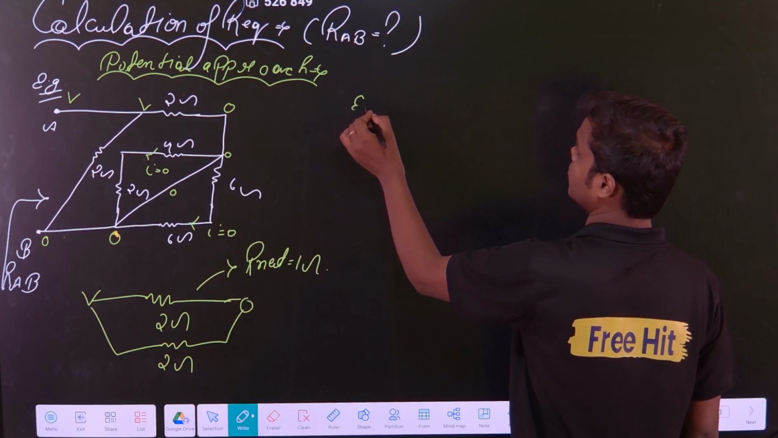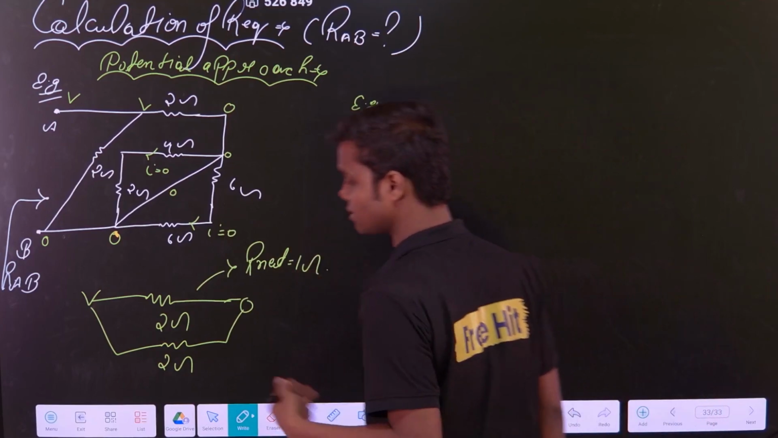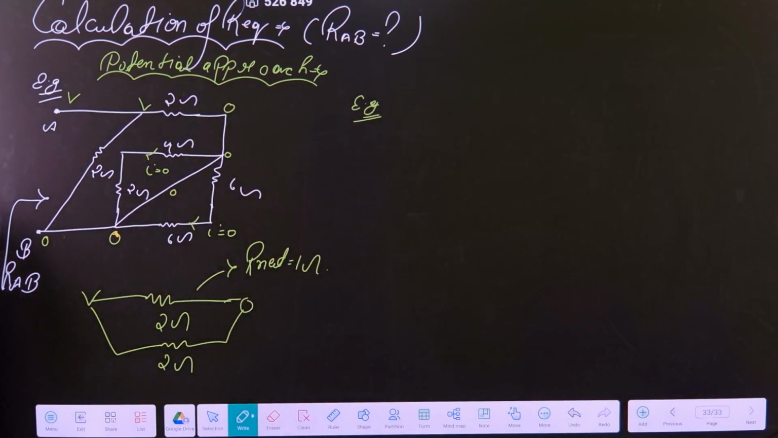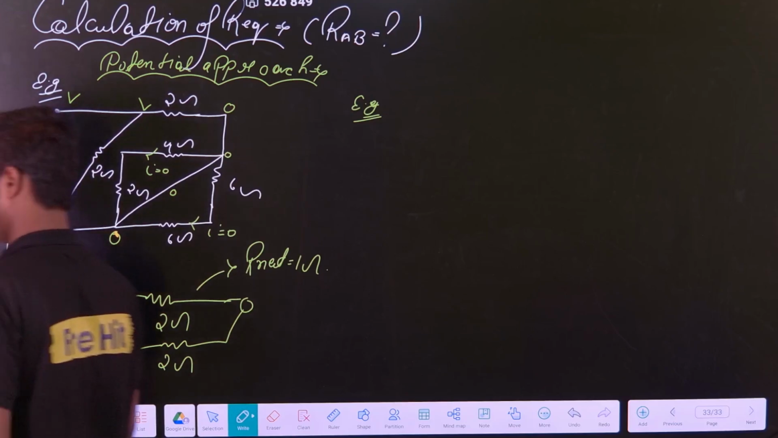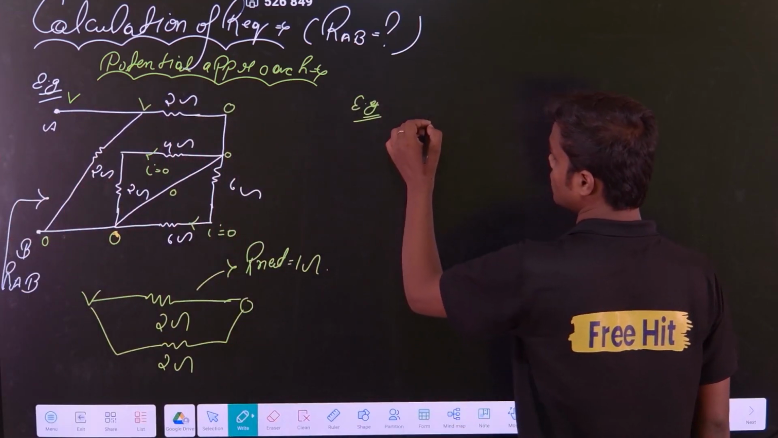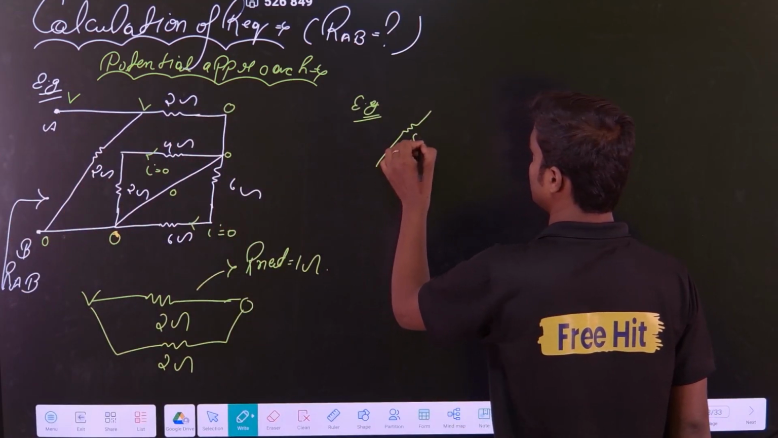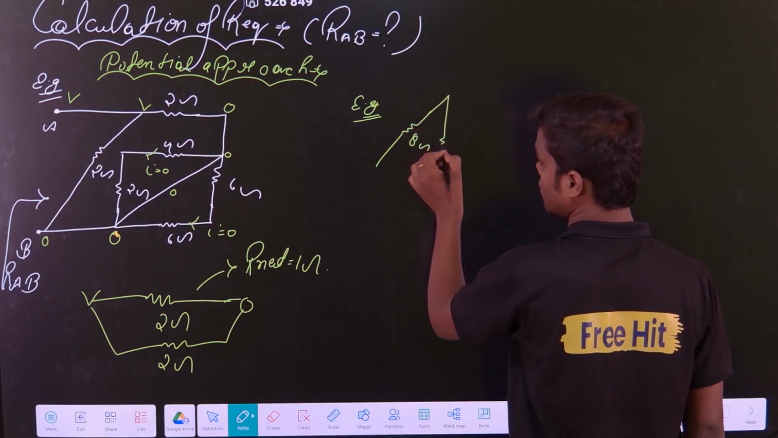So let us take one more example. This is an easy example, but let us take one more example and try to build our concepts more strongly. Okay. So let us take this. Suppose this is 8 ohm, correct?